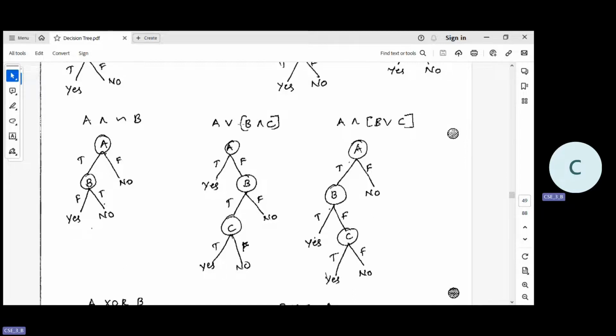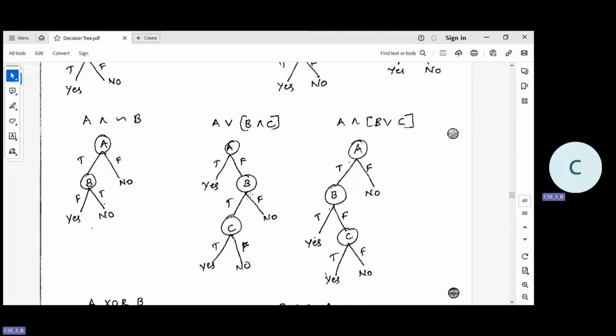So now when this is true, the decision is true. When this is false, what happens? Under false, we have added the node B, and then we are checking the outcome. When B is true, since C is there, we also check C. When B is true and C is true, because it is B and C, only then is the decision yes.